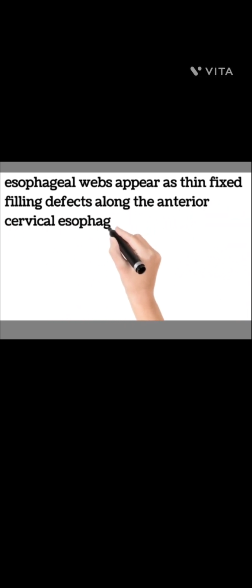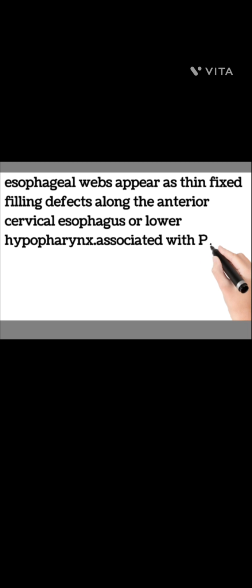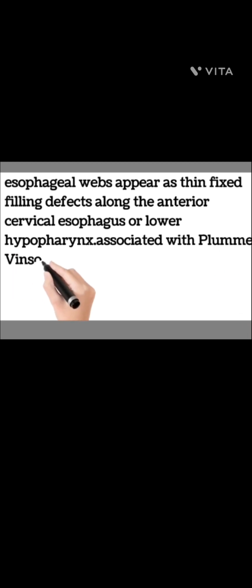Along the anterior wall of the cervical esophagus, there are thin fixed filling defects known as esophageal web, which is associated with Plummer-Vinson syndrome, which is a triad of iron deficiency anemia, dysphagia, and esophageal web.